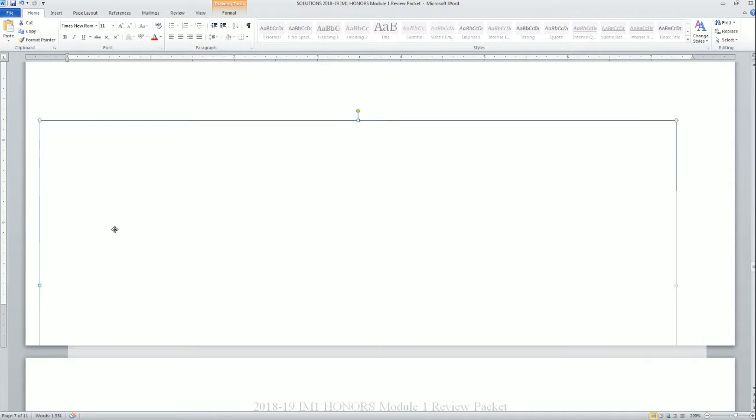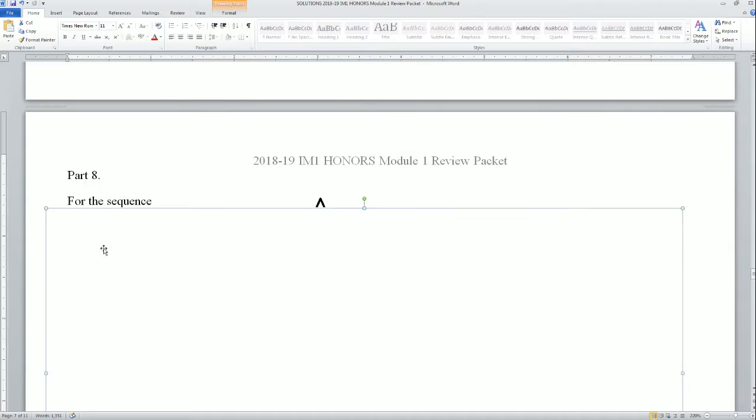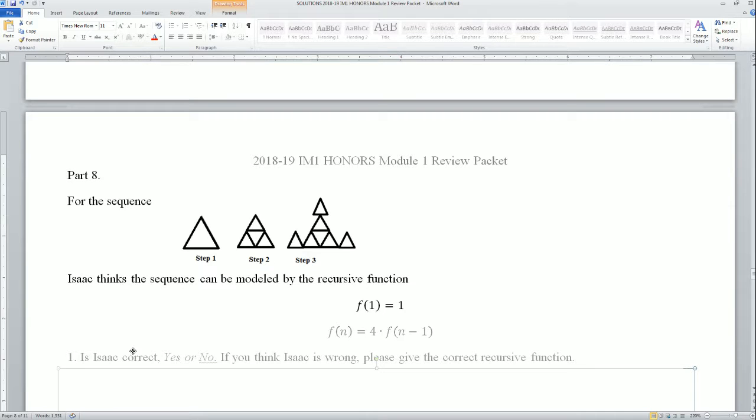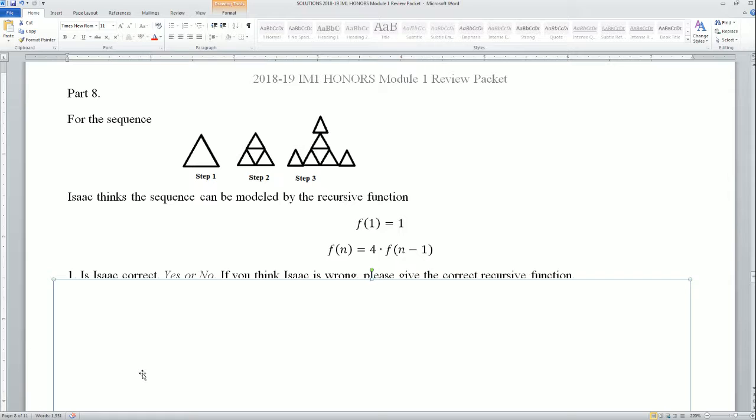Alright, let's look at the next one. We have the sequence of triangles. One triangle, then something happens to the triangle. Again, the best way you can approach this is to write it out in a table format. So the first term has one triangle. The second term has 1, 2, 3, 4. The next one has 1, 2, 3, 4, 5, 6, 7 triangles.